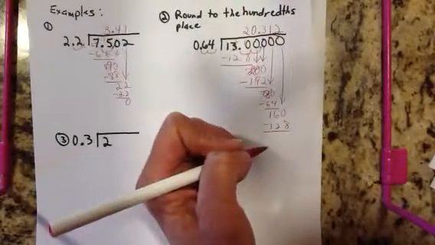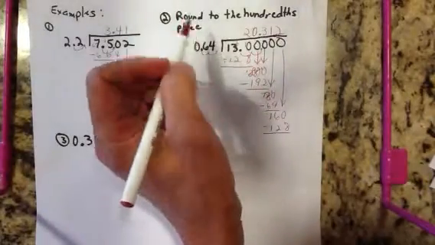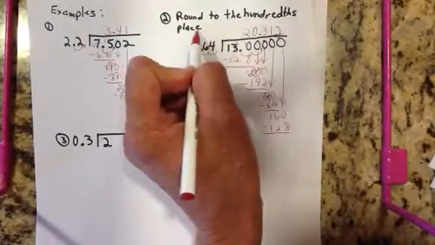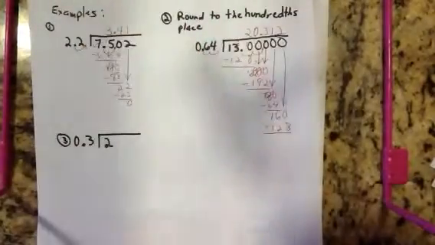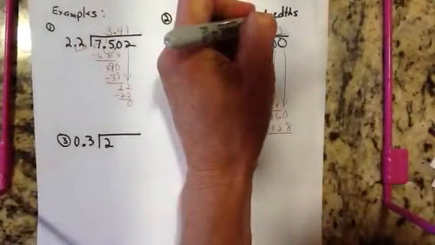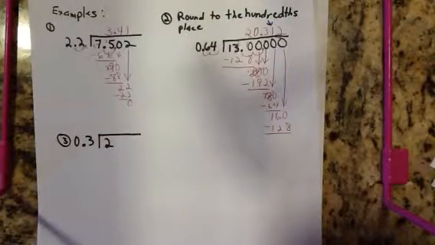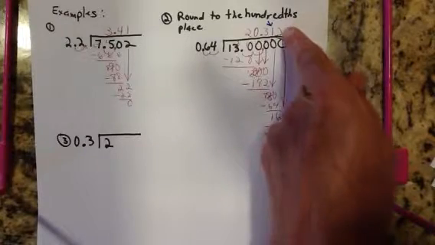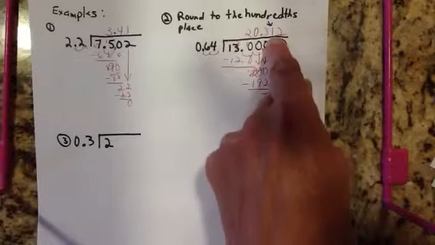Okay, now hold on a minute. Let's go back to my directions at the top that I ignored in the beginning. Round to the hundredths place. Well, where's the hundredths place? The hundredths place is the 1 right there. That's your hundredths place. So I don't have to keep going as long as I have my thousandths place filled in, because the thousandths place will determine how to round that.